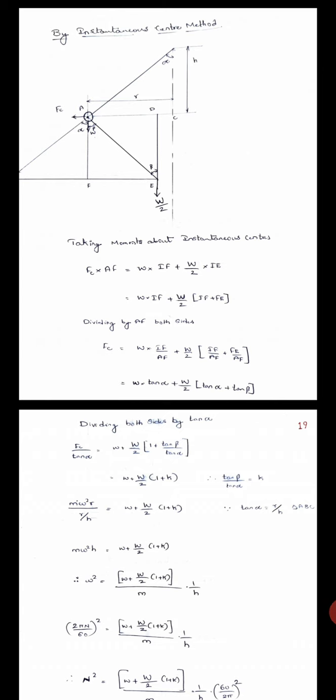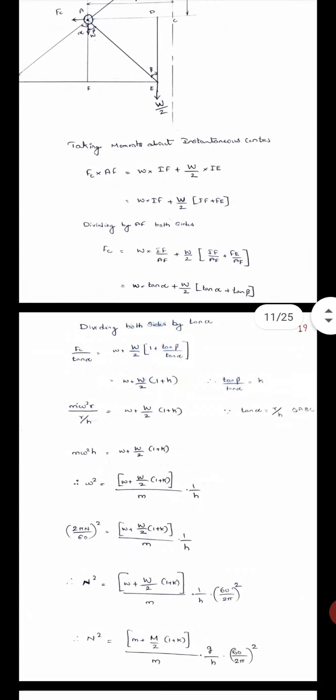2 pi N by 60, the whole square, equals W by 2 into 1 plus K by M into 1 by h. N square equals W by 2 into 1 plus K by M into 1 by h into 60 by 2 pi, the whole square. N square equals M plus M by 2 into 1 plus K by M, and g into 1 by h into 60 by 2 pi, the whole square. This was the derivation put together by the instantaneous center method.